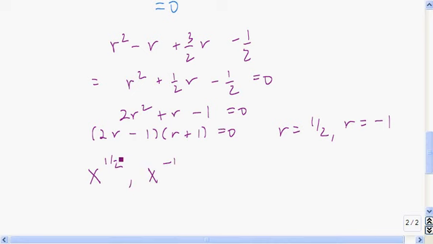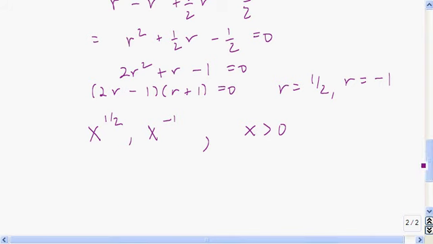Because it's x to the 1/2, we know that x has to be bigger than 0. So here x must be bigger than 0. These two are clearly linearly independent, and I expect two linearly independent solutions in my general solution. So the general solution, similar to the constant coefficient case, is one constant multiple of one of your independent solutions plus a constant multiple of your other one. So x is bigger than 0.